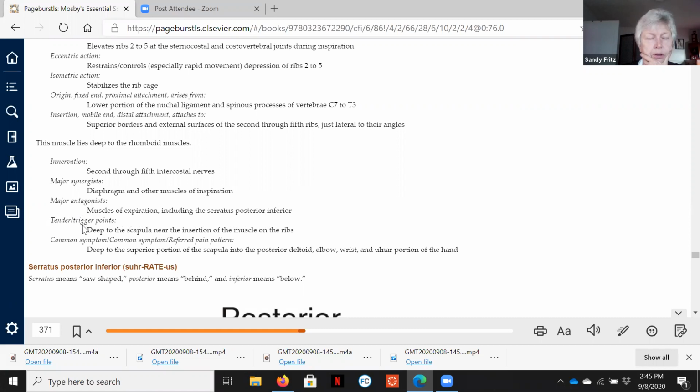So if there's a tender point here that might refer pain, it's usually on this one near the insertion. A lot of times they're right in the middle of the muscle in the belly. And if this is going to be problematic, if this is actually referring pain, it's going to feel deep, you know, under the scapula, by the scapula. And because of the relationship of nerves in the area and referral pains, you might even feel something like this in your shoulder. So if this is active in here, it's part of that thing you feel between your shoulder blades.